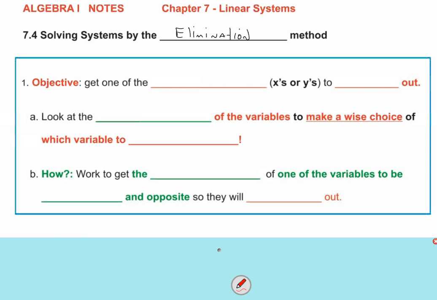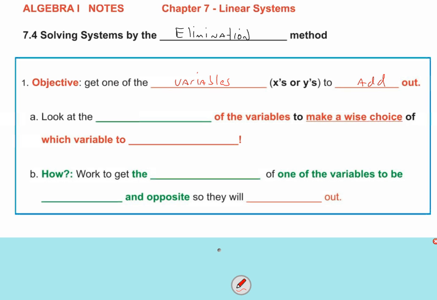So, what's your first objective? Get one of the variables, and what I mean by one of the variables, I mean either the X's or the Y's, to add out. By adding them out, voila, they are gone. Whoosh. We eliminate them. Hence the elimination method. We eliminate one of the variables by getting them to add out. They're gone. And once they're gone, what's left is solvable. And we'll show you how to finish up.